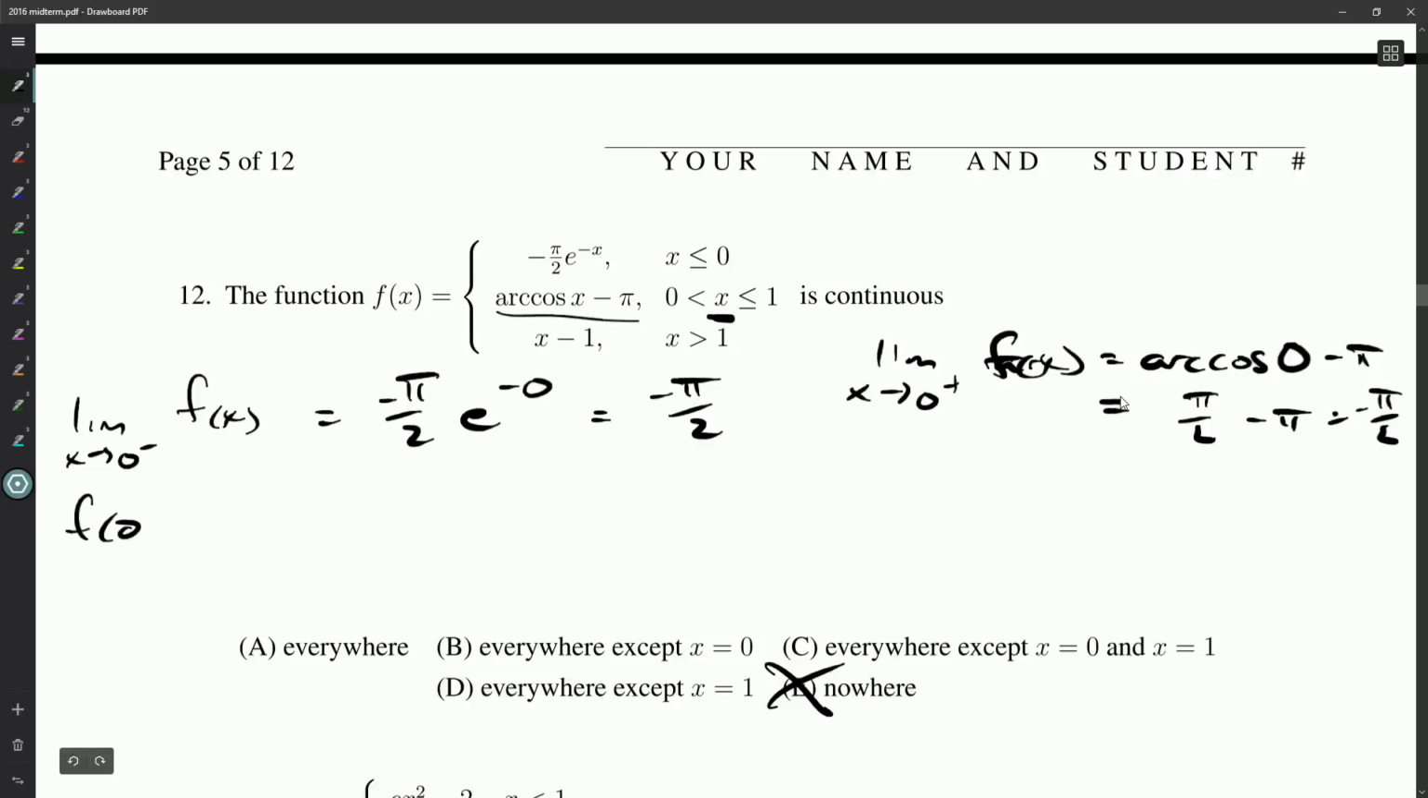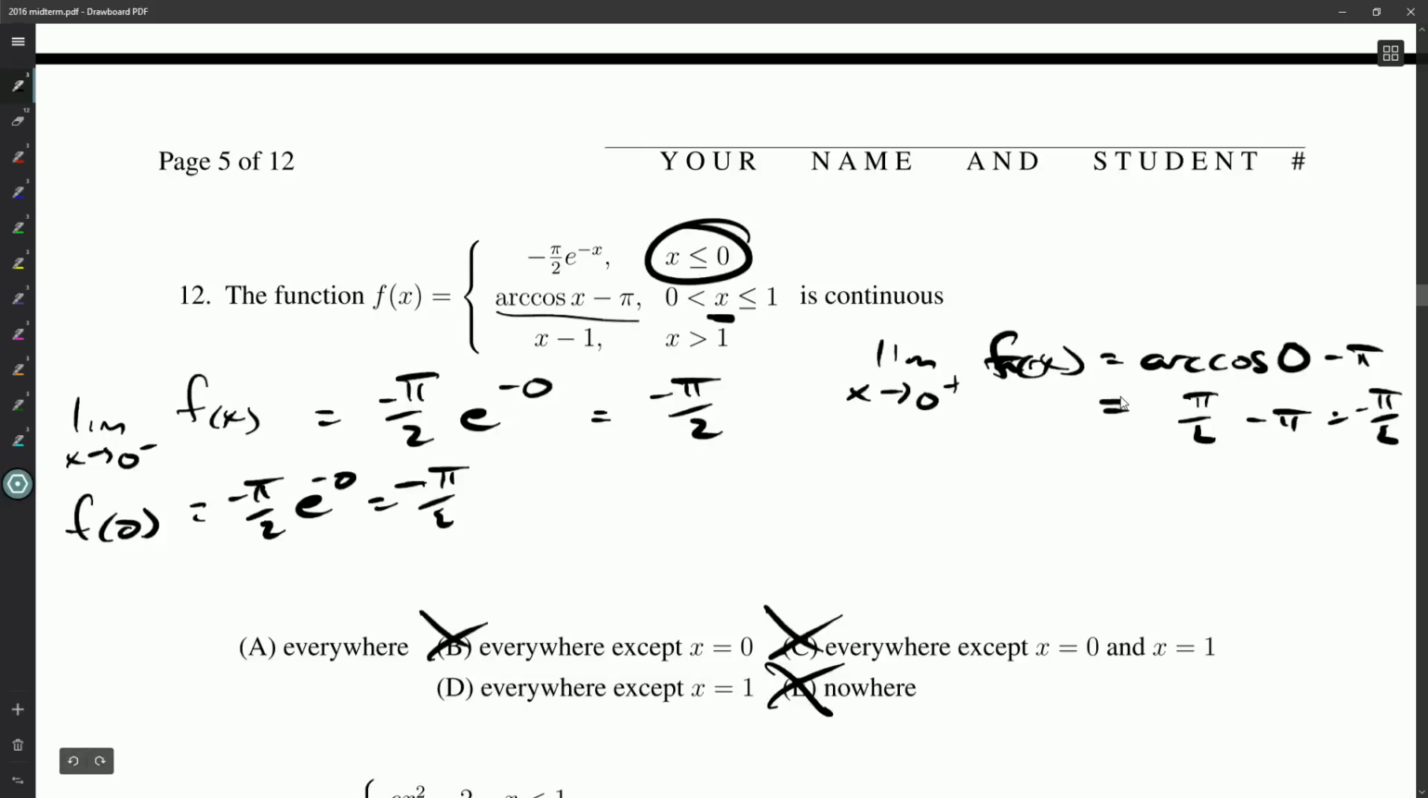Really quickly, what's f of 0? Just plug it in here, and it will also be -pi by 2 e to the -0, or -pi by 2. So we're definitely continuous at 0. Crosses out B and C. It's either A or D that our answer is.